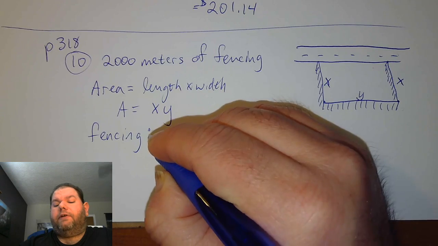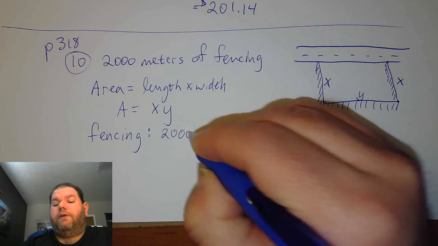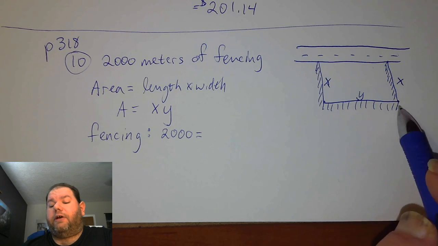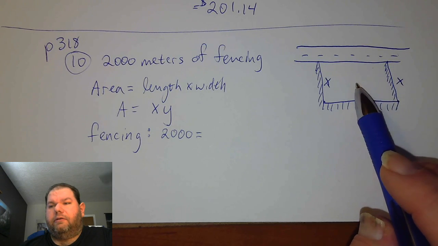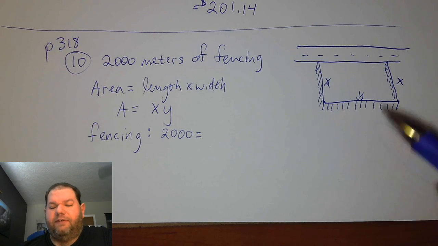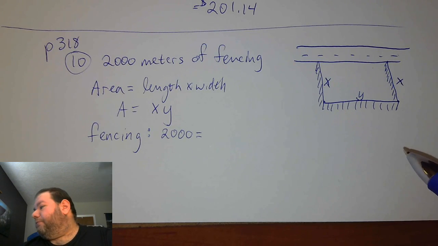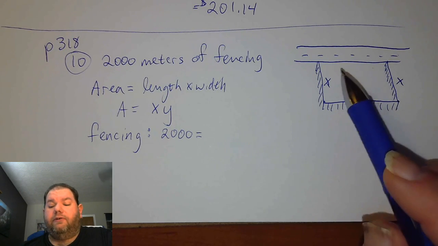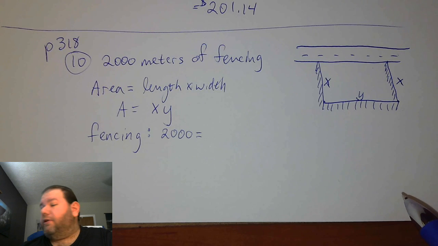Now let's look at our fencing. We know we have 2,000 meters of fencing, and we're going to use that 2,000 meters to construct these three sides. We don't have to construct the fourth side because the crops aren't going to run out into the highway. We still might fence that realistically, but we're considering that we don't in this case. So what formula can we use to describe the three sides that we have to construct here with the fencing?